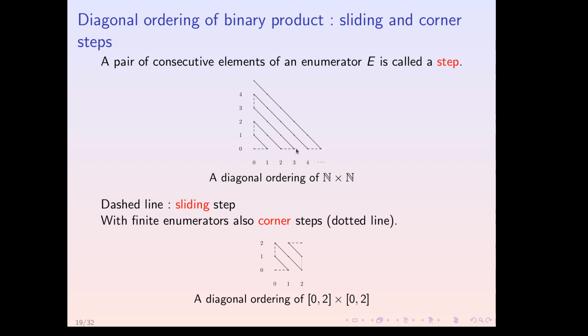So they both change way. It's a bit more complicated when we have finite enumerators. In this case, we may have an additional case, which is when one enumerator reaches its bottom and the other one its top value at the same time. Then we have what we call corner steps. Here with the dotted line, this is a corner step.